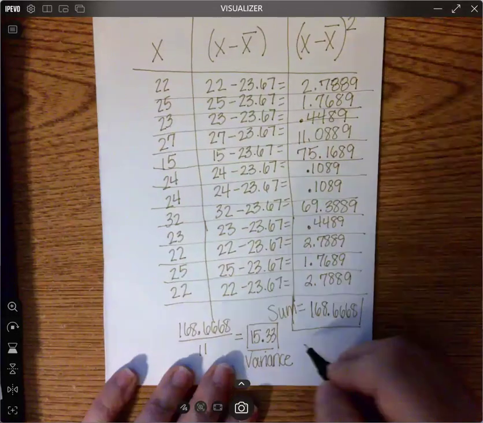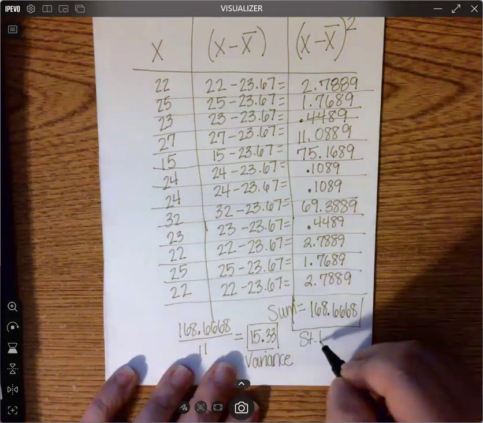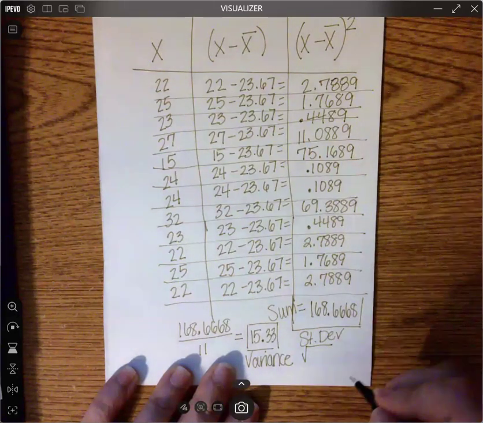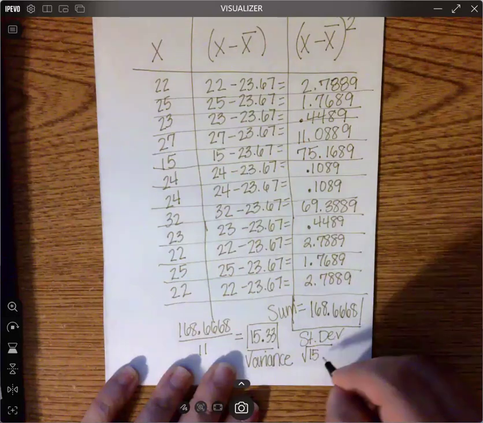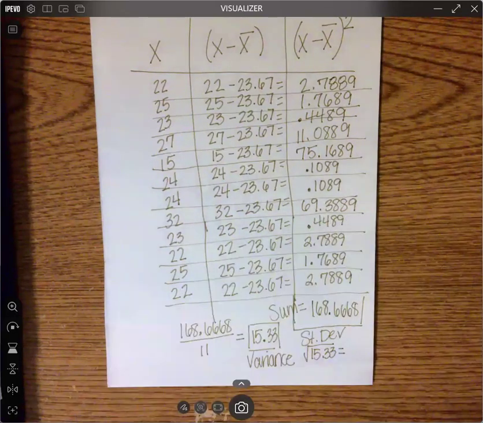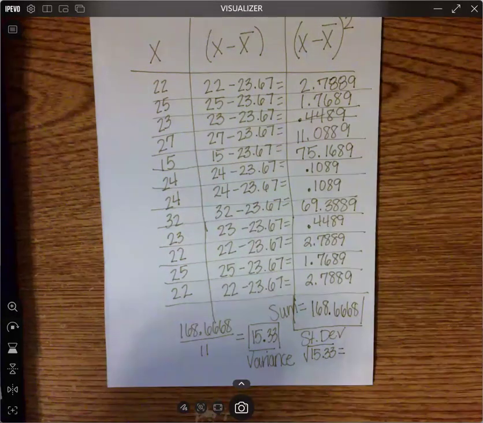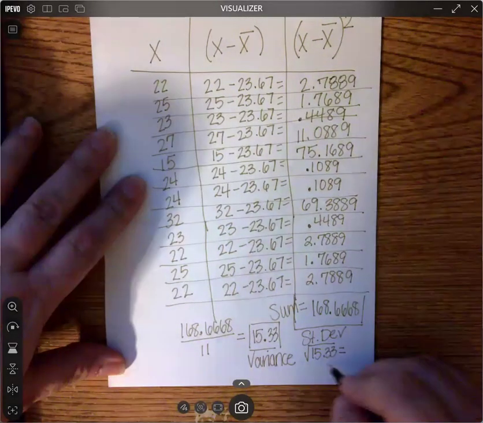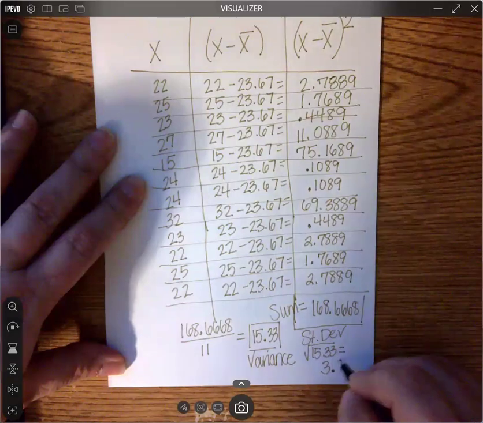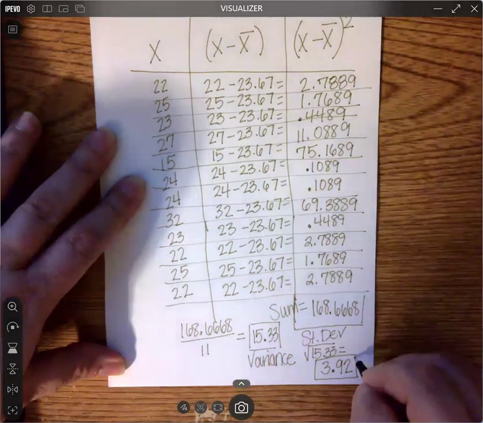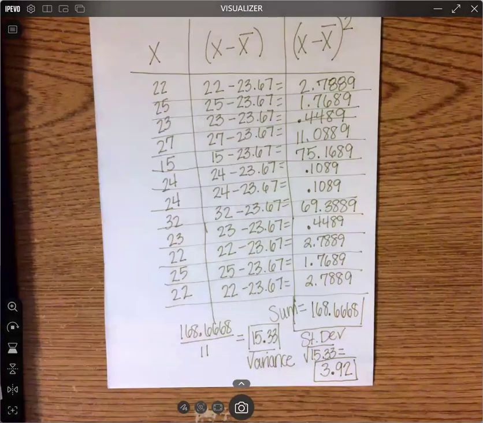And then to find the standard deviation, we're going to take the square root of this number, 15.33, which is called our variance. Square root of 15.33 is 3.915. So 3.92, again, if we round to 2 decimal places.